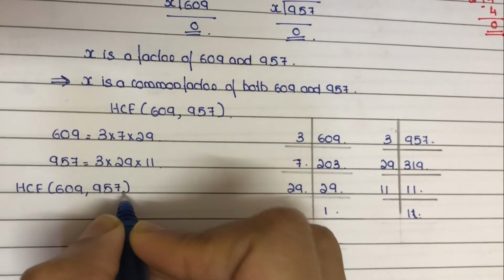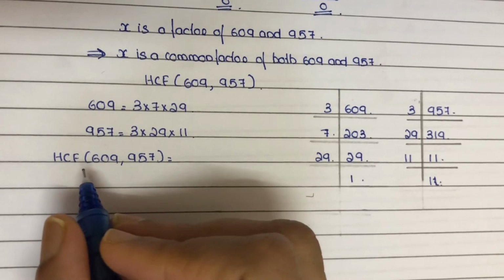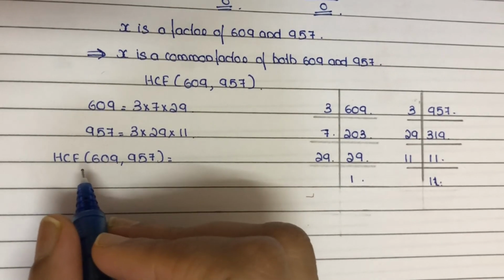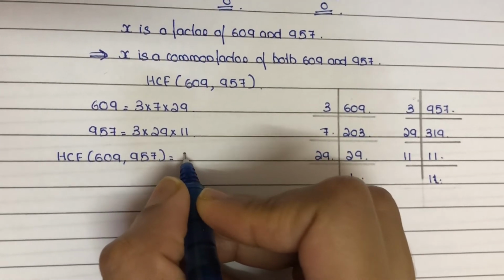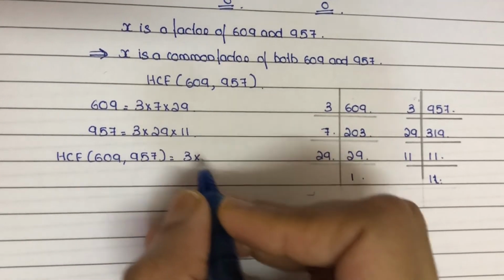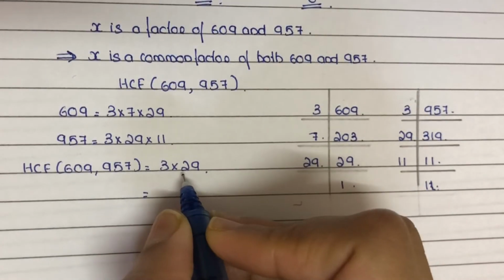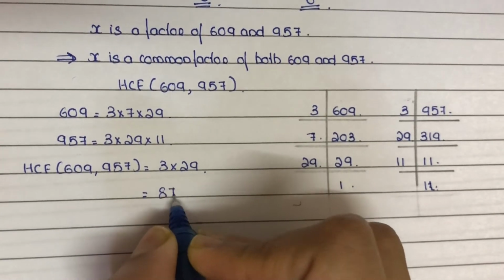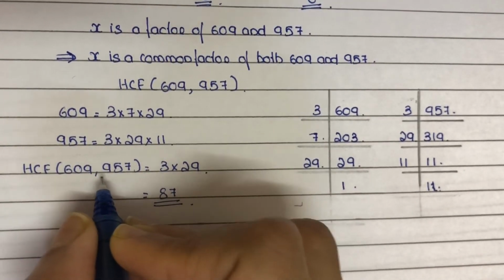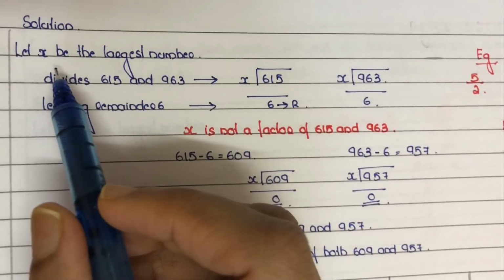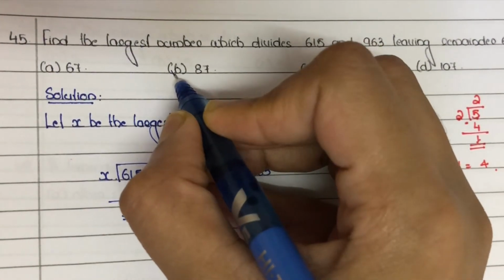Now how can we find out the HCF? HCF is the product of the smallest power of the common factors. Now here 3 is common, right? 3 is a common factor. So 3 into 29 equal to 87. 87 is the HCF of 609, 957. So the value of x is 87. Option B, 87.